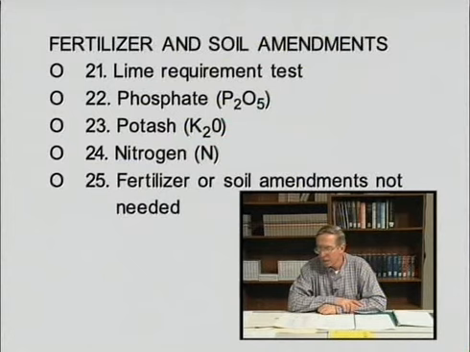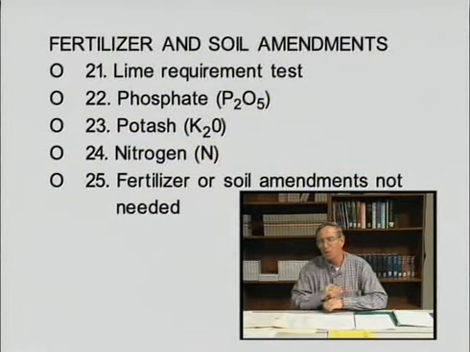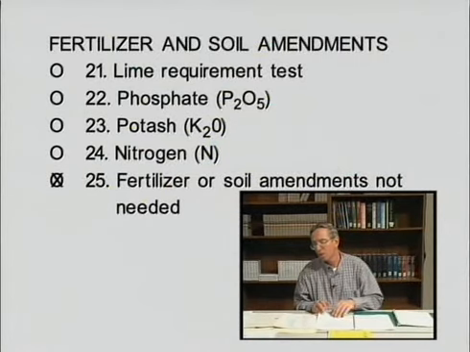The last thing we need to evaluate on the right-hand side of our card is pretty much a check-off type of item. Do we need to do a lime requirement test? Phosphate, potash, or nitrogen are needed. And if none of those are needed, it's no fertilizer or soil amendments are needed on that site. Now, if we turn over on pages 24 and 25 of our manual again, we look at this information.